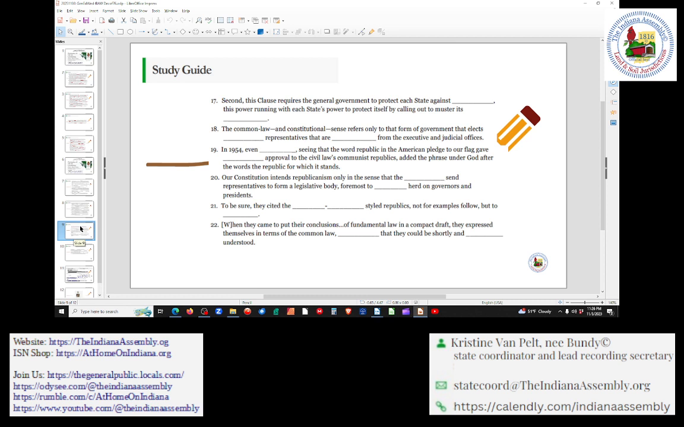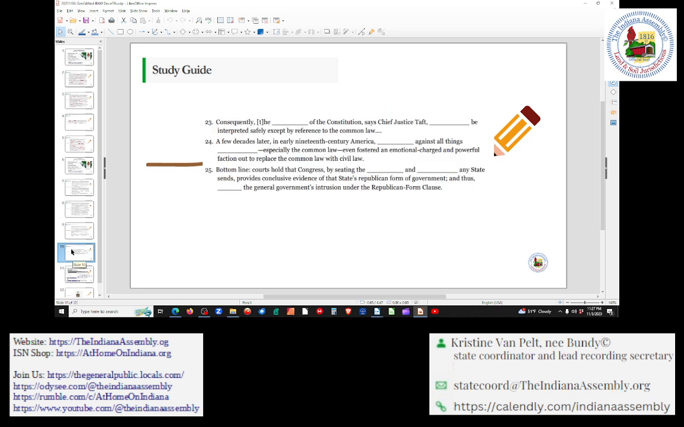22, when they came to put their conclusions of fundamental law in a compact draft, they expressed themselves in terms of the common law blank that they could be shortly and blank understood. Number 23, consequently, the blank of the Constitution, says Chief Justice Taft, blank, be interpreted safely except by reference to the common law. Number 24, a few decades later, in early 19th century America, blank, against all things blank, especially the common law, even fostered an emotionally charged and powerful faction out to replace the common law with civil law.